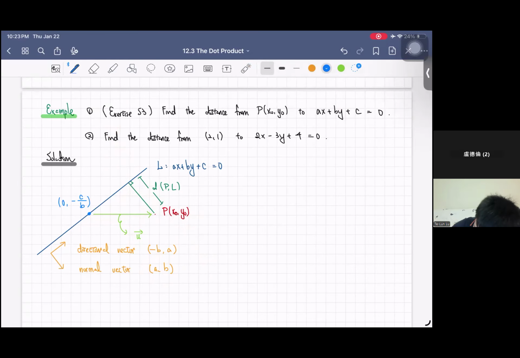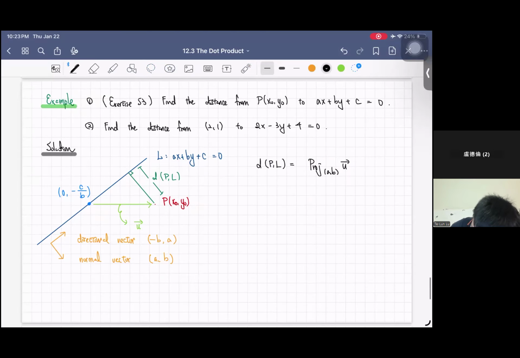So first of all, let me use black to be consistent. The projection of U onto AB, we want to compute the length, right? The length will be the distance. Let me make it more compact. d(P, L), the distance, will be the magnitude of this projection. Don't forget, this is the projection. This is the green line.